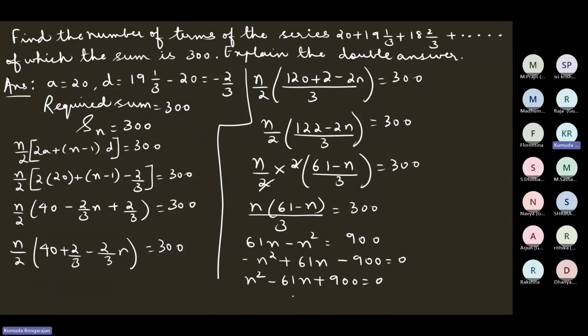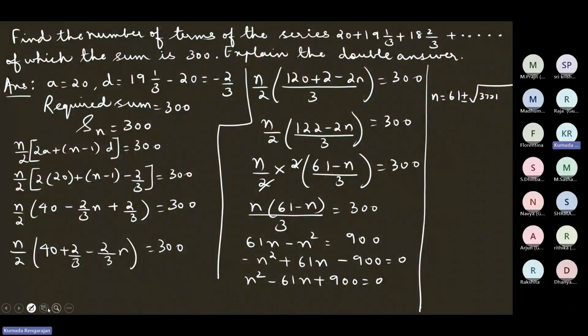How many of you have used the quadratic formula? N is equal to minus B, so 61, plus or minus square root of B squared, 61 squared. So 61 into 61, 3721.